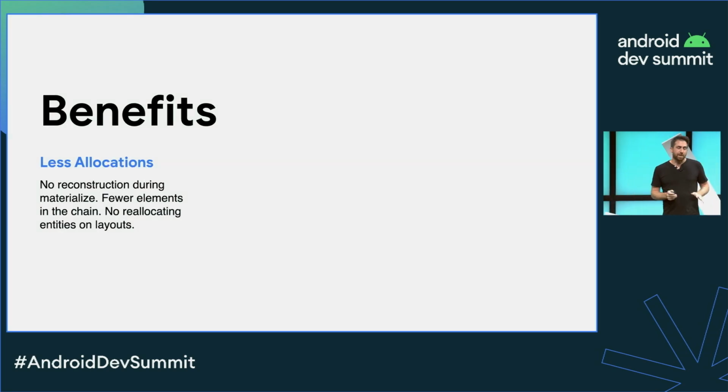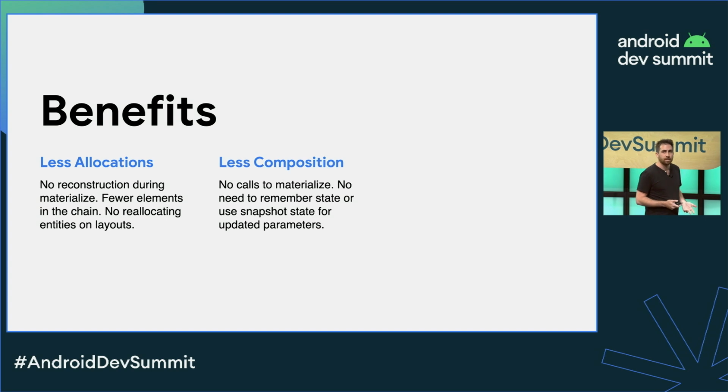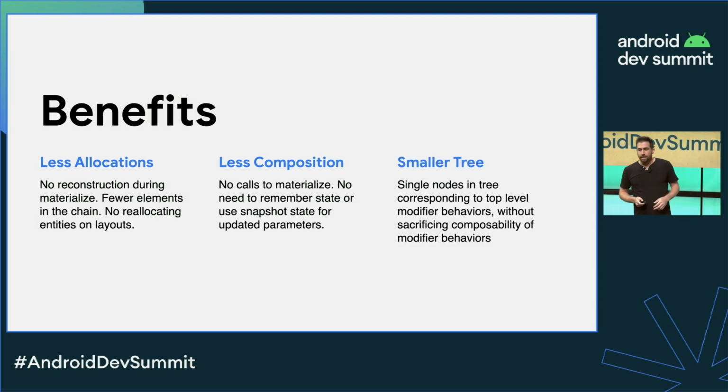So as you can see, there are several benefits to doing it this way. One is fewer allocations. We don't have to reconstruct the chain during materialize. The chains themselves are shorter, and we don't allocate entities on the layout every time we recompose. The other is that there's just less composition going on here. There's no need to remember state or use snapshot state to proxy updated parameters, and so there's a lot less overhead that comes along with modifiers. And then finally, the tree itself is just smaller. Modifiers like clickable result in a single node instead of 16. Subsystems that are traversing the whole hierarchy are going to have a lot less work to do.